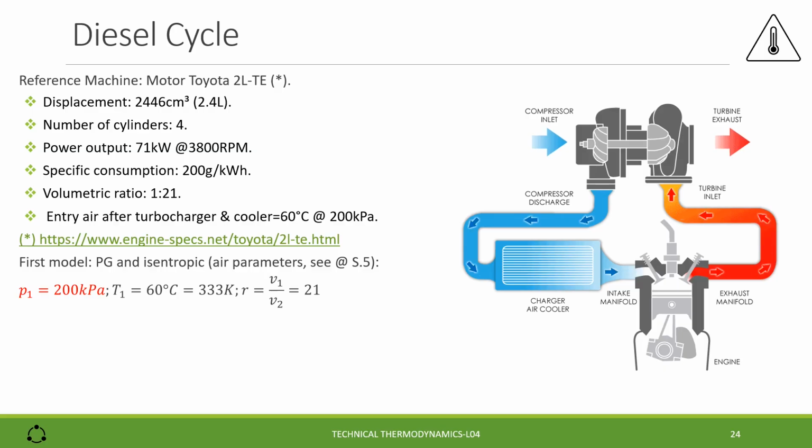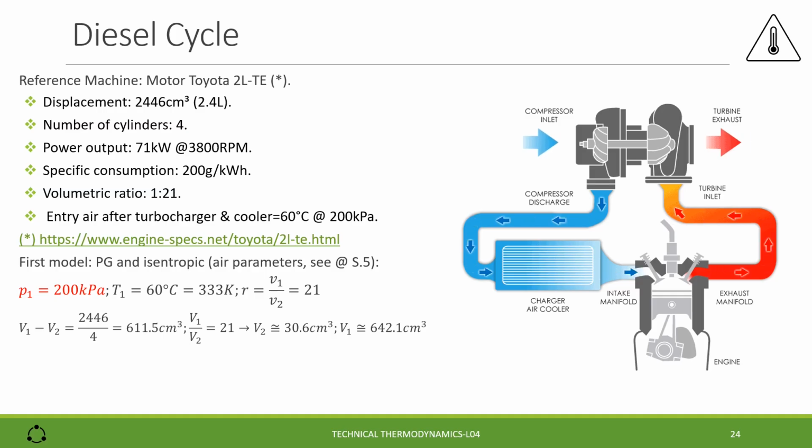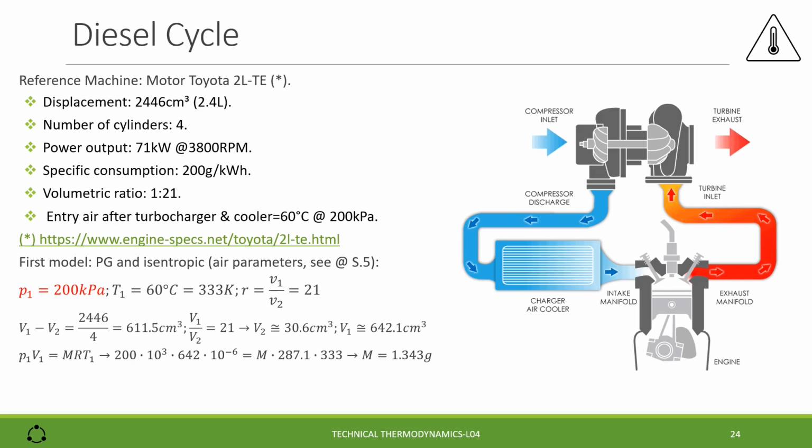The pressure at state 1 is 200 kilopascal, the temperature 60 degrees, the volumetric ratio 21, and with the same formulas seen for the Otto cycle, we can determine the volumes of the states 1 and 2, and we find 642.1 and 30.6 cubic centimeters respectively. From the state equation we find the mass working in the cycle, 1.343 grams, much higher than the mass already seen for the Otto cycle, and this because of the turbocharger.